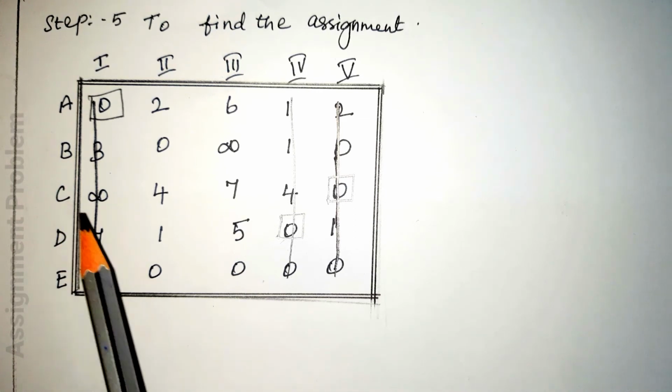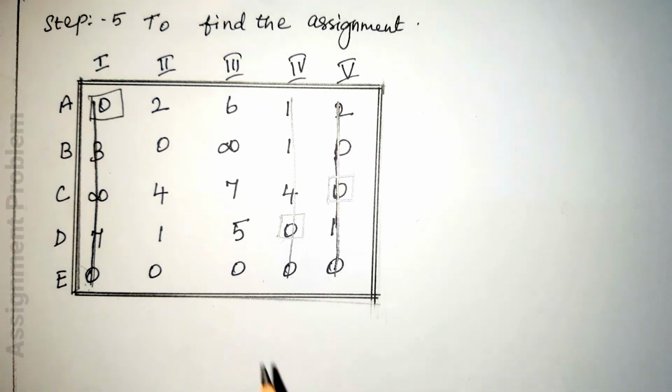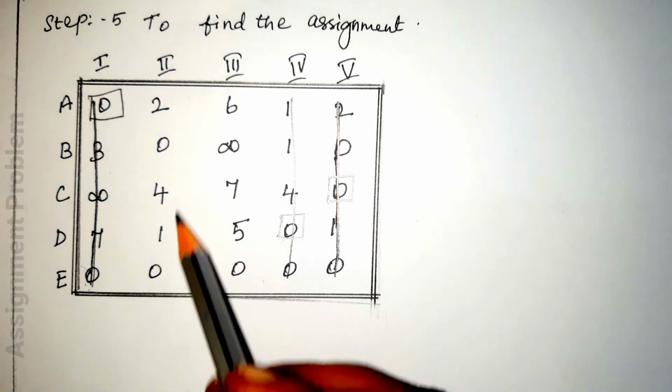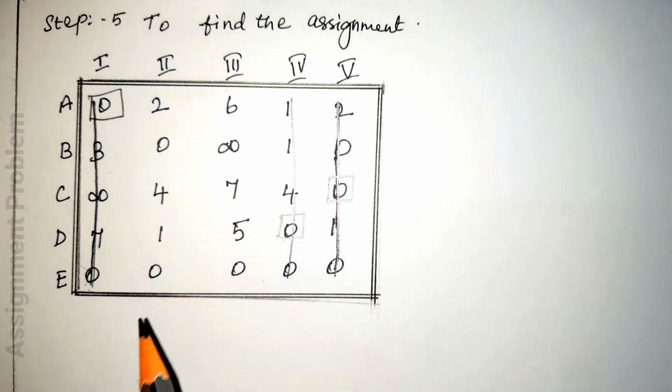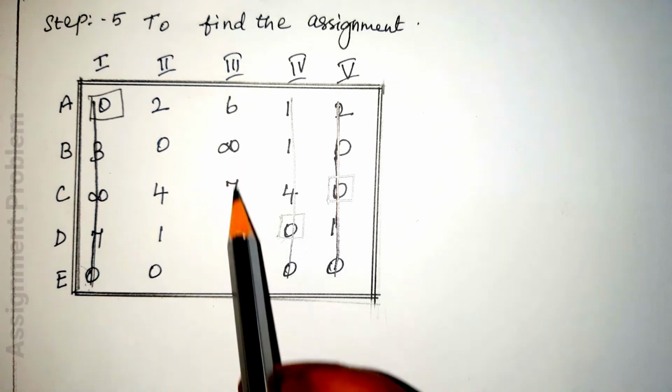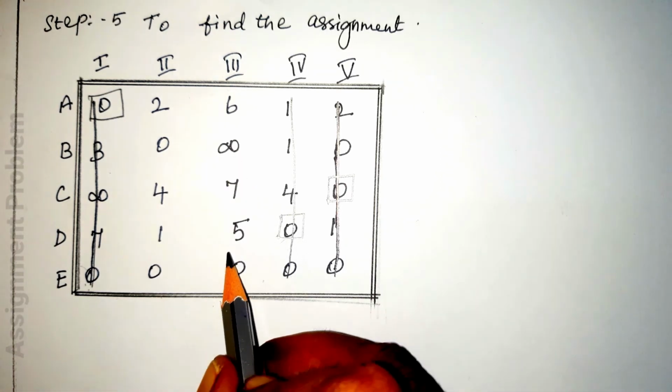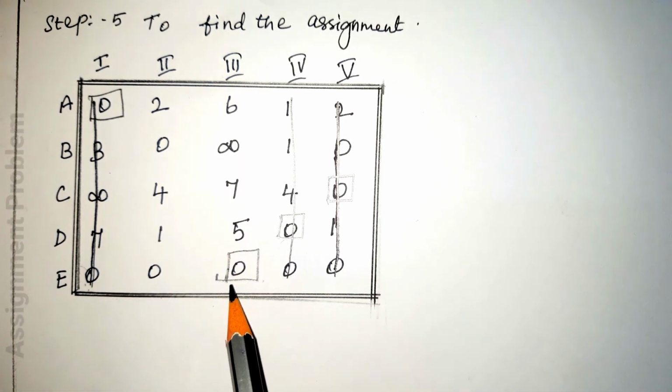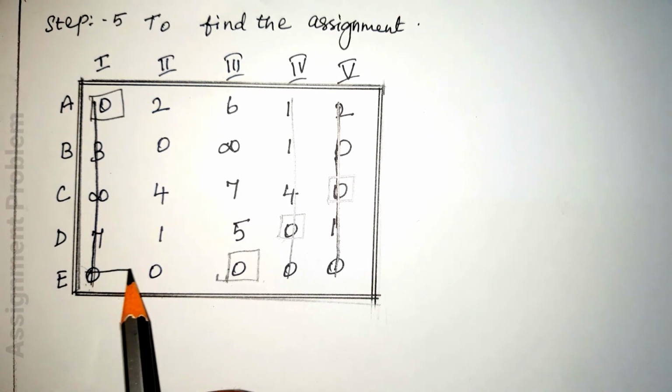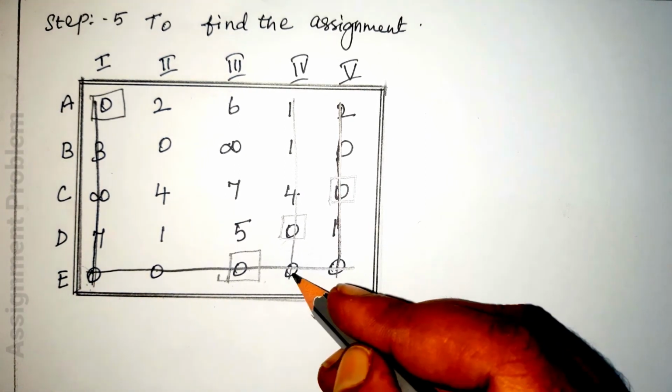After row scanning, you have to check whether all the zeros are covered with the lines or not. Here some zeros are not covered with the lines. So we have to go for column scanning. First column cancelled. Second column we have 2 zeros. So you skip that column. And the third column you have a single 0. So you put a square on it and then you have to draw a horizontal line passing through that 0.